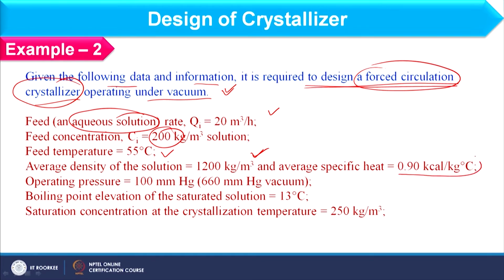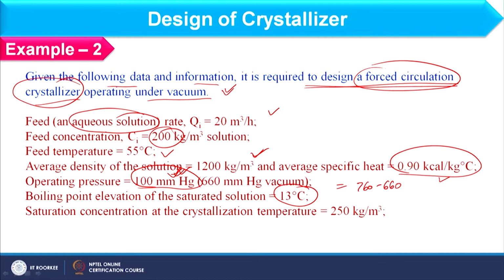Average specific heat of the solution is given as 0.9 kilocalorie per kg degree Celsius. Operating pressure is 100 mm Hg. Okay. So, that is basically the absolute value. So, vacuum should be 660 mm Hg. Okay. So, the absolute pressure is basically 760 minus 660. So, 100 mm is given like this, right. And next we have the boiling point elevation of the saturated solution, which is 13 degree Celsius.